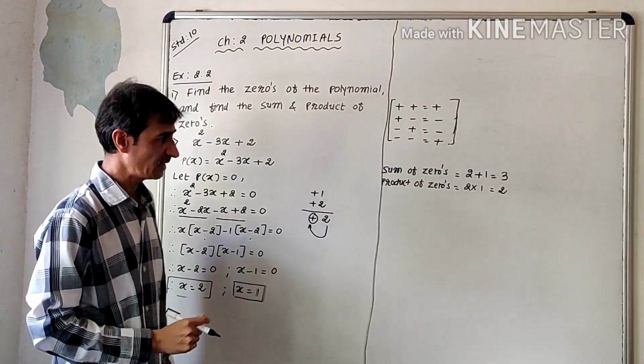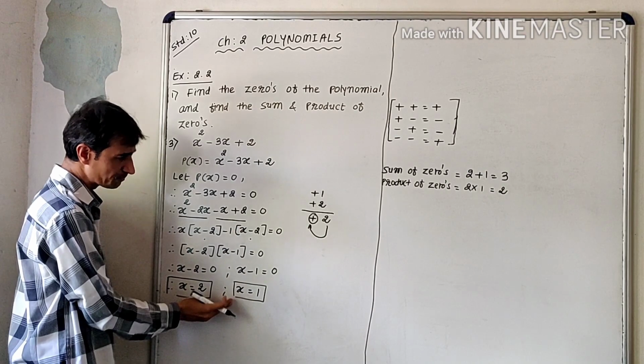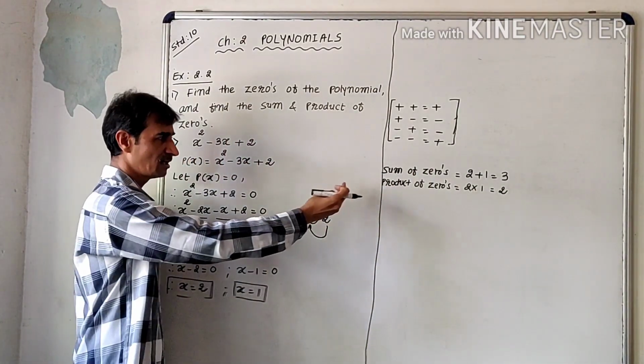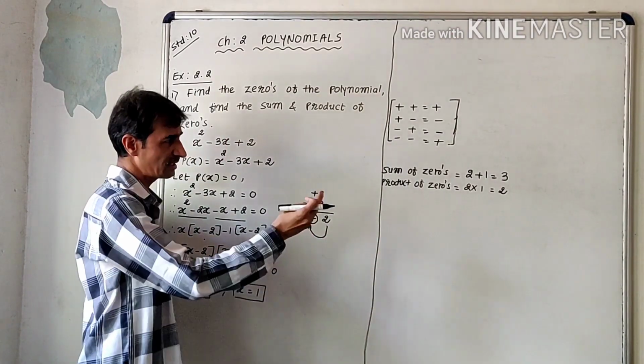So in this case, first of all we find the zeros, and second, the question asks us to find the sum of the zeros and the product of the zeros, and they are 3 and 2.